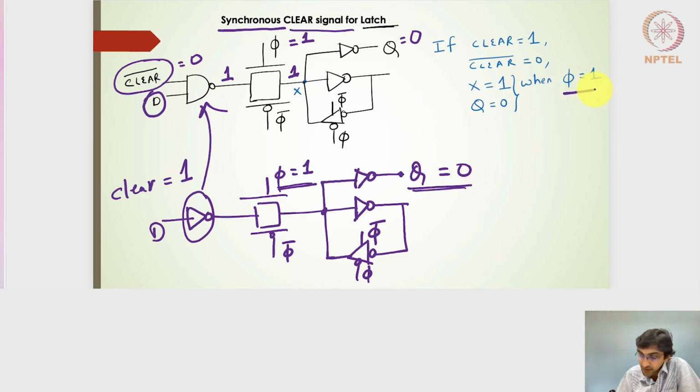So when phi is equal to 1, X will be 1, and then Q will be 0. And if I have phi to be 0 here, and even if I press the clear to be 1, the clear bar will be 0. Even then, irrespective of the input, I'll get a 1 here, but the phi is actually 0, so this 1 is not passed to the other side of the transmission gate. That's why we call this design a synchronous clear signal for the latch.